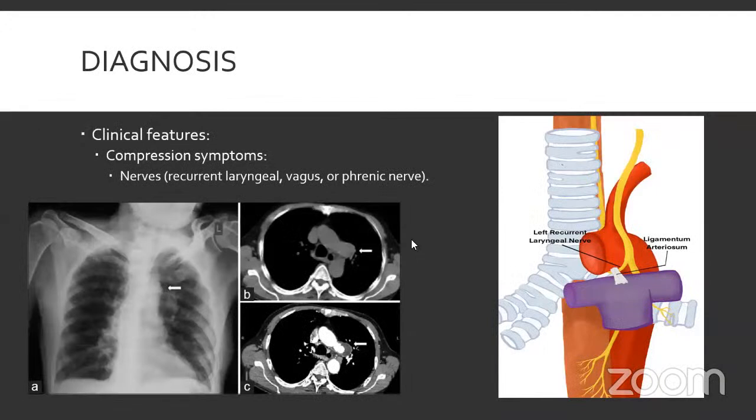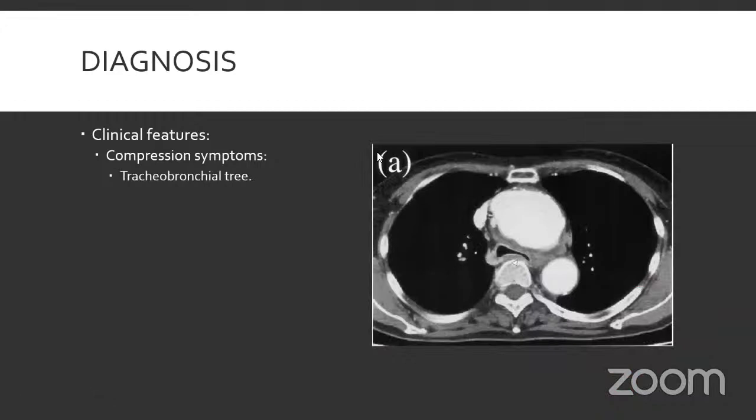When the nerves are involved, it depends on the nerve. Sometimes you can have diaphragm paralysis or sometimes hoarseness of the voice. This is from a patient that had hoarseness of the voice. He was found to have a saccular aneurysm just inferior to the origin of the subclavian artery. And we know from the study of anatomy that the left recurrent laryngeal nerve courses just in that area. So this patient was presenting with hoarseness.